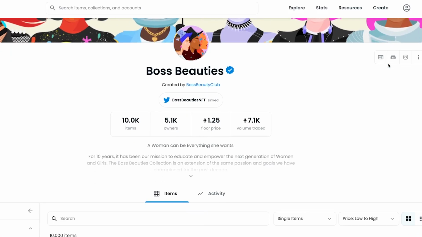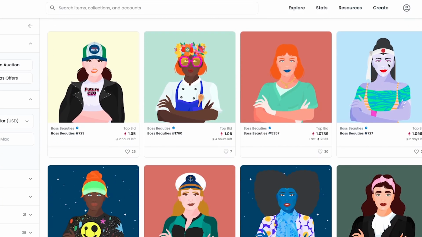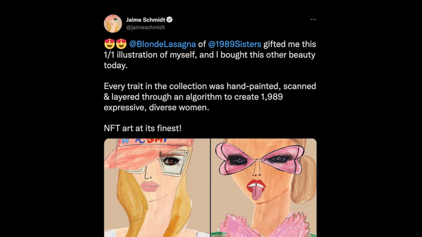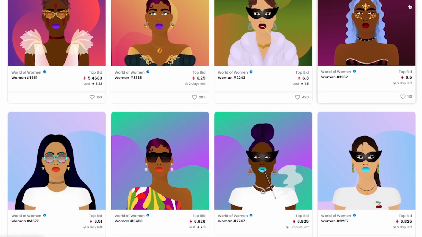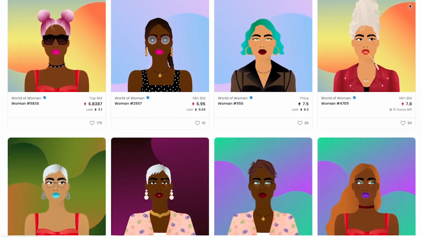Looking through OpenSea, I already see several LGBT NFT collections, and it's all just as terrible as the straight bro shit. This one is pitching hand-painted and layered through an algorithm as a bonus, like it's a positive thing. Just look at this shit. It's all like automated avatar garbage.